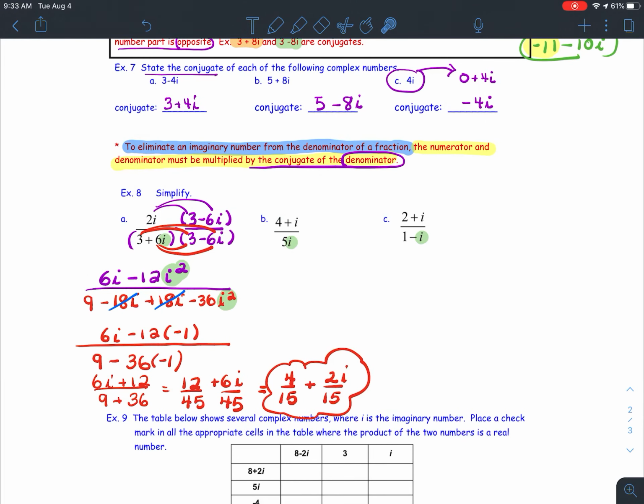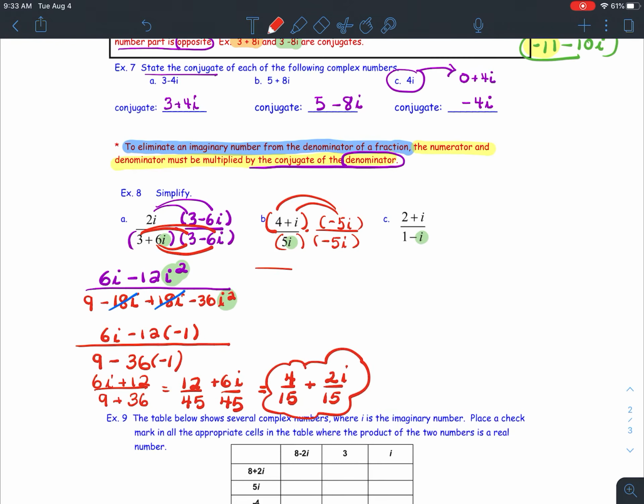Let's go ahead and take a look at example B here. In example B, again, the strategy is to get rid of this i from the denominator. We have to take the numerator and the denominator and multiply each of them by the conjugate of the denominator. Now remember up here in this example where we couldn't see the real number part, the conjugate of 4i was negative 4i. So the conjugate of 5i is simply negative 5i. And that's what we're going to be multiplying both the numerator and the denominator by.